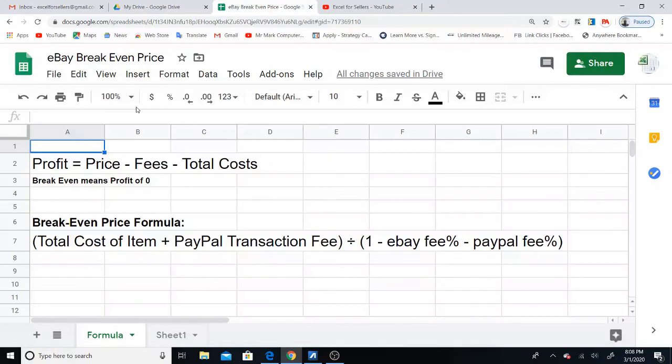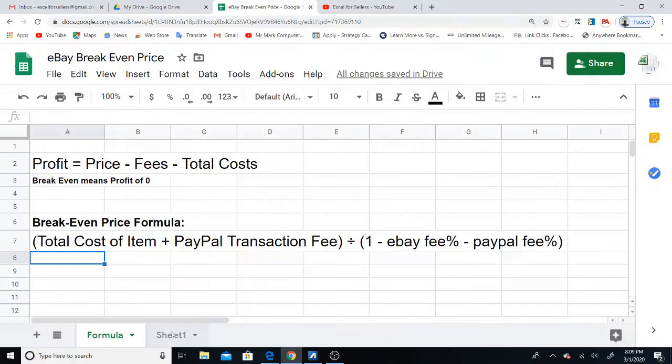Now, the actual math to determine that is a little bit complicated, but I've already done that math for you and I've derived a break even price formula. The formula is broken down into two main parts. It is a division formula, but on the left you have to add the total cost of the item plus the PayPal transaction fee. Then you divide that by the section on the right, which is 1 minus the eBay fee percent minus the PayPal fee percent. So whatever percentage you pay for eBay and for PayPal, we subtract those from 1. You'll have an answer here, an answer here, and then you'll do the division.